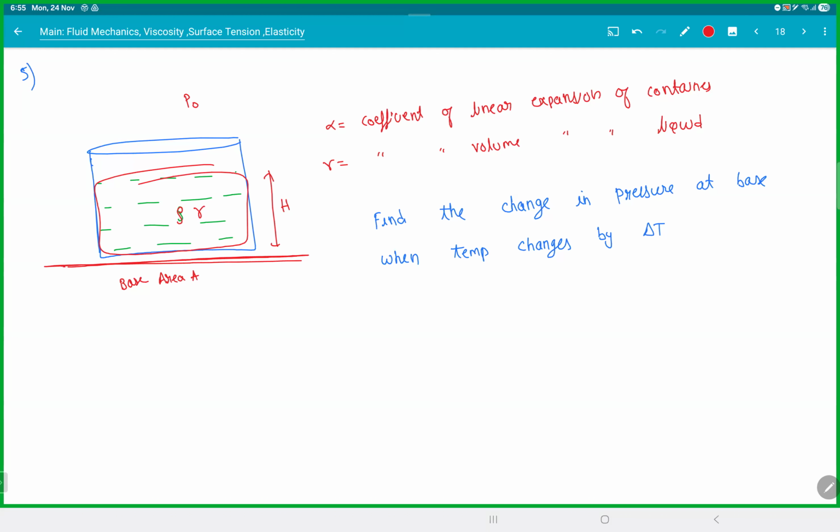So you're putting the same amount of weight on a bigger area. So what happens to the pressure? Decreases. Clear with that? So if you increase the temperature, pressure will decrease. Done. It doesn't depend on rho, gamma, and all that. It will always decrease if you increase the temperature, independent of values of rho and gamma. But let's calculate.